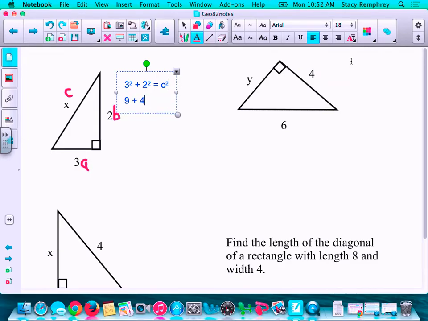So 9 plus 4 equals C squared. So 13. And so C equals the square root of 13.